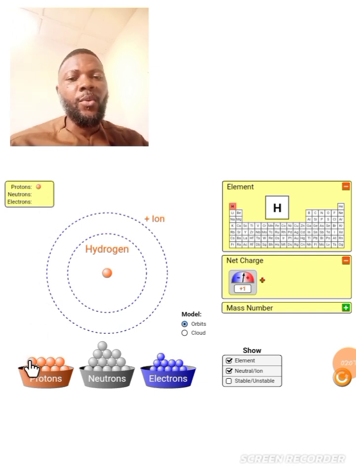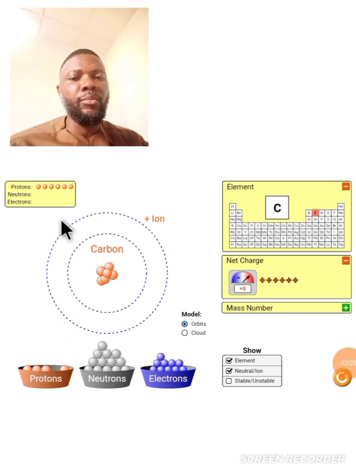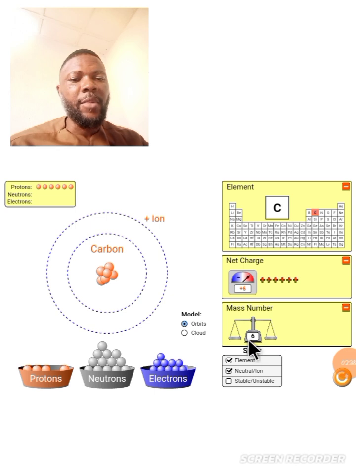If you add another one, depending on the element I want to build, say for example, I want to build carbon. Carbon has 6 protons. So we have 1, 2, 3, 4, 5, 6 protons added. And then the charge displayed here, we have 6 positive charges. Let's look at the mass. The mass right now is 6 because each proton has a mass of +1.